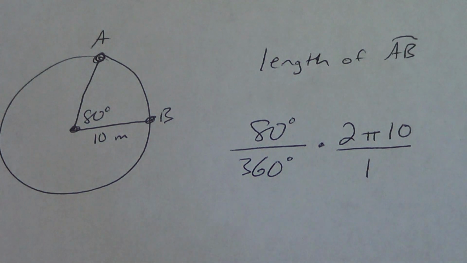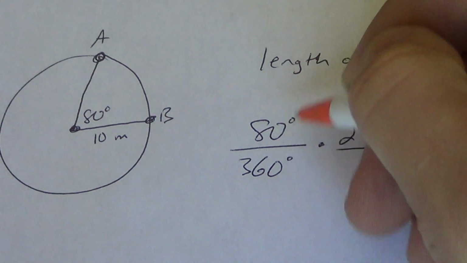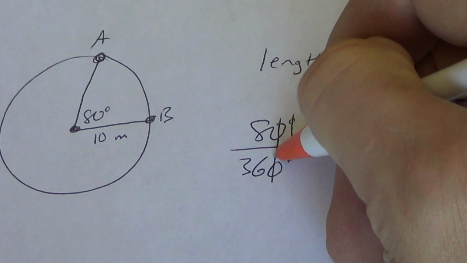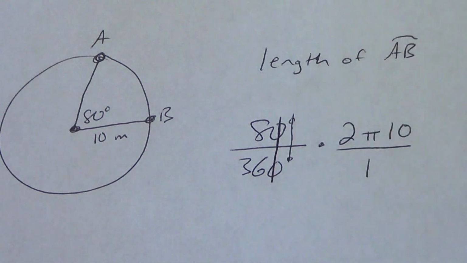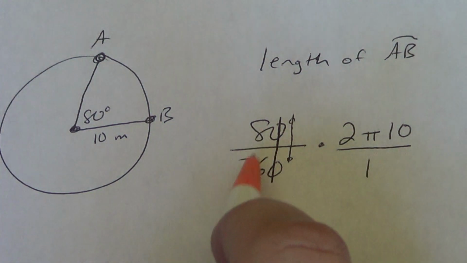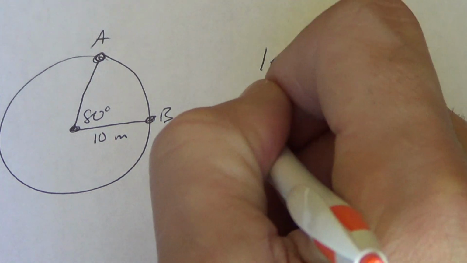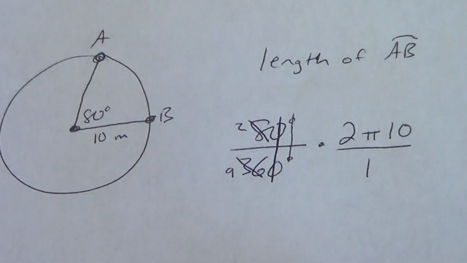You can reduce and then multiply. You can multiply and then reduce. I don't really care. I think it's a whole lot easier to reduce first. So first off, the degree labels are going to cancel off, so I don't have to worry about them. And these zeros can cancel off. So taking off a 0 is like dividing by 10. Now I might reduce a little farther with the 8 and the 36. They're both divisible by 4, so that can become a 2 and this can become a 9.